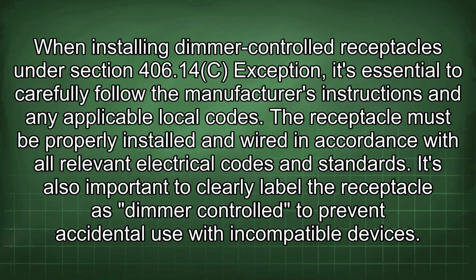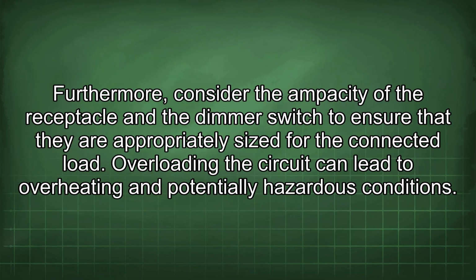When installing dimmer-controlled receptacles under Section 406.14c exception, it's essential to carefully follow the manufacturer's instructions and any applicable local codes. The receptacle must be properly installed and wired in accordance with all relevant electrical codes and standards. It's also important to clearly label the receptacle as dimmer-controlled to prevent accidental use with incompatible devices. Furthermore, consider the ampacity of the receptacle and the dimmer switch to ensure that they are appropriately sized for the connected load. Overloading the circuit can lead to overheating and potentially hazardous conditions.